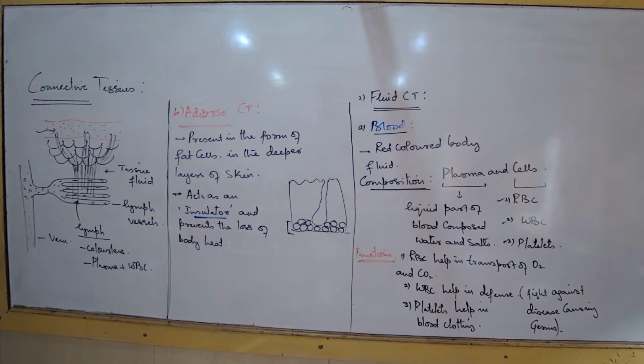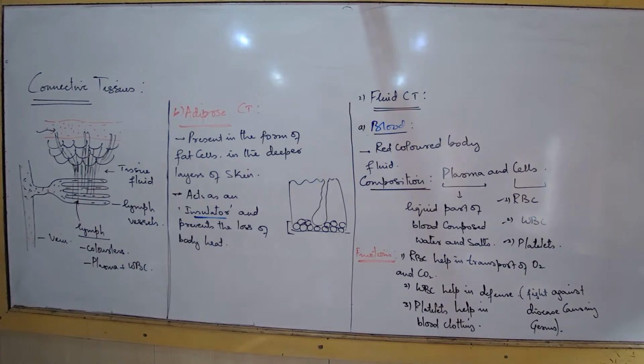Complete the sentence: lymph is colorless as it does not possess RBCs. Sometimes you get a question, why is lymph colorless? It is colorless because it does not possess RBCs. Come to the next point. If we write it doesn't have RBCs, is that also correct? Same thing.